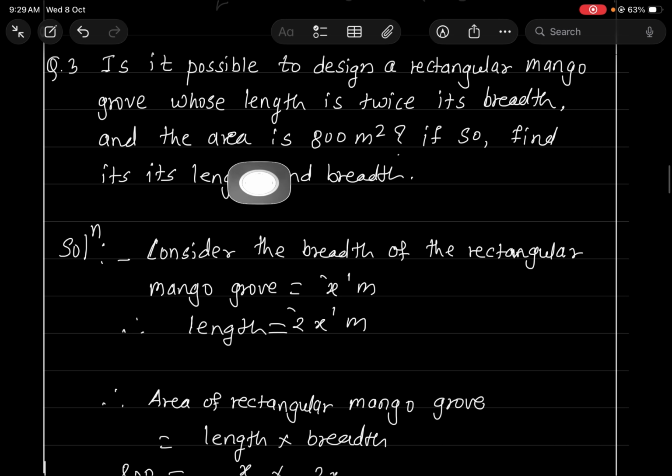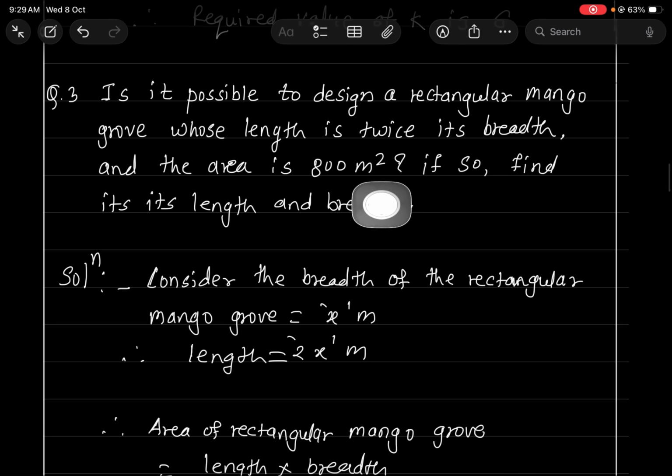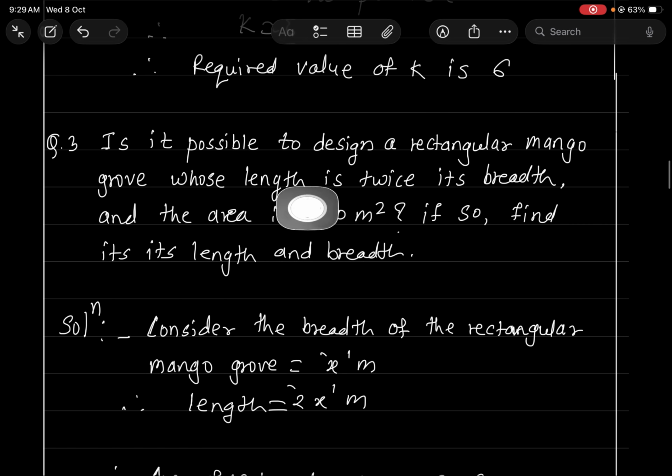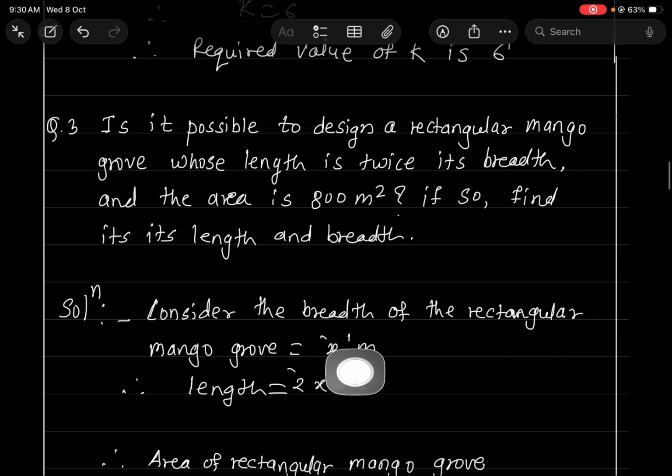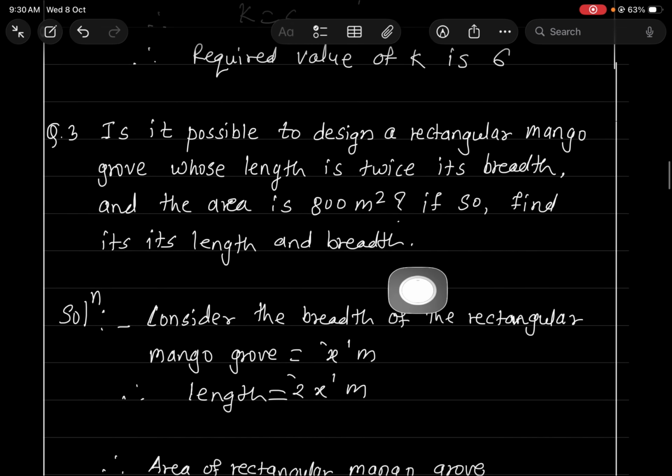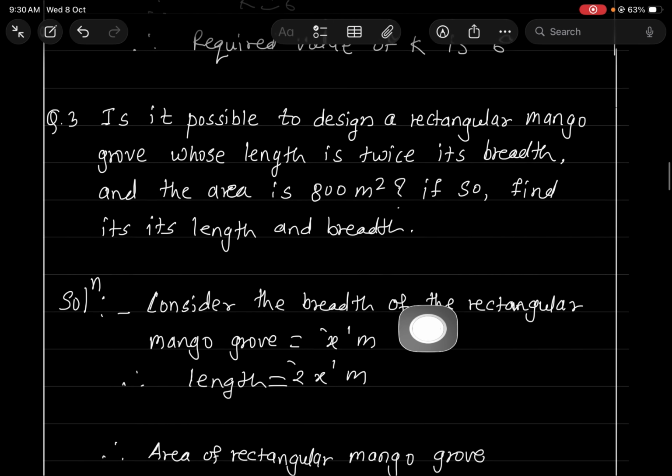Now, question number 3. Is it possible to design a rectangular mango grove whose length is twice its breadth and area is 800 meters square? If so, find its length and breadth. We have to check whether it is possible to design a rectangular mango grove whose length is twice its breadth. So we take the breadth as x. Consider the breadth of the rectangular mango grove equal to x meter, and the length is twice, so length equal to 2x meter. Very simple.